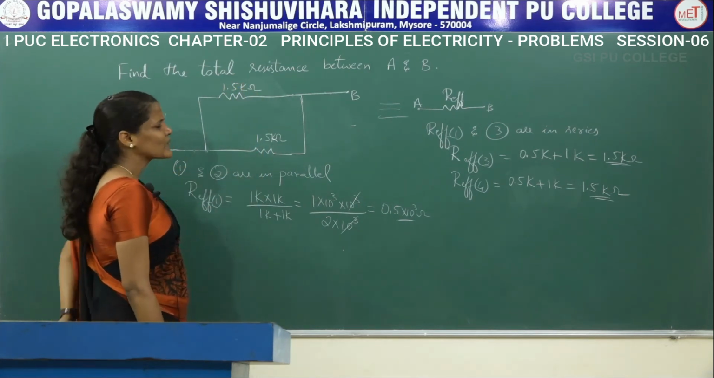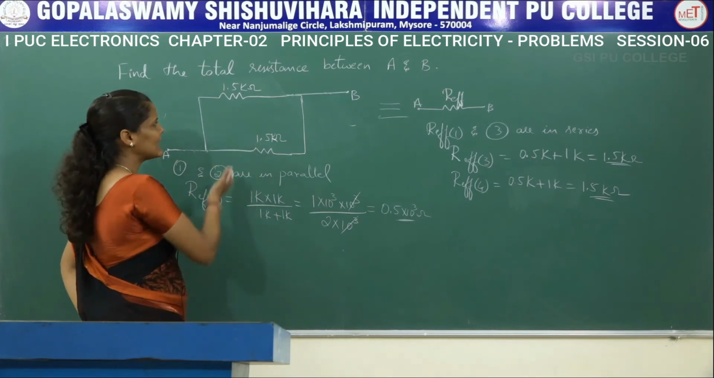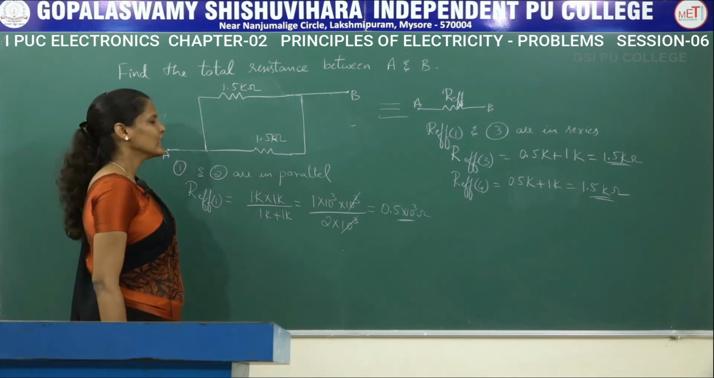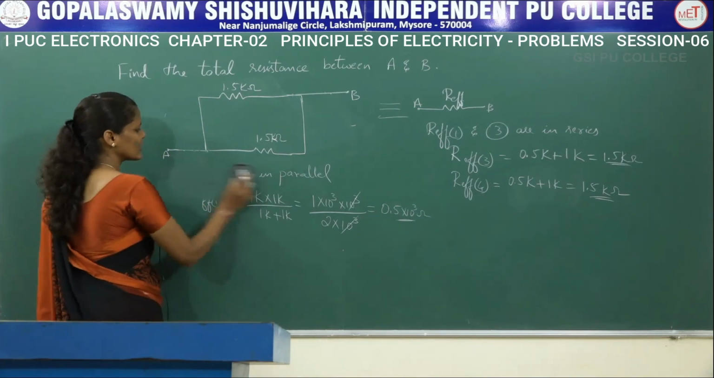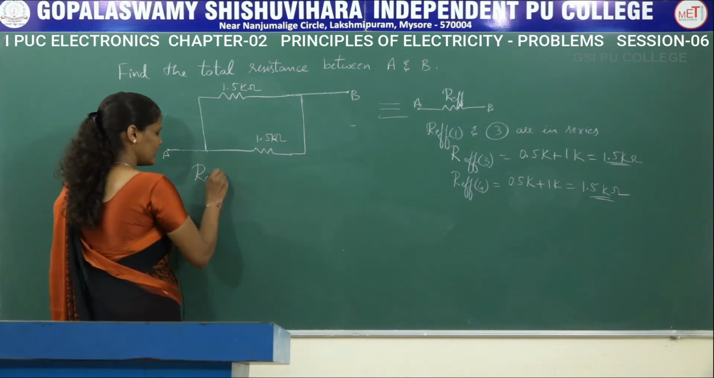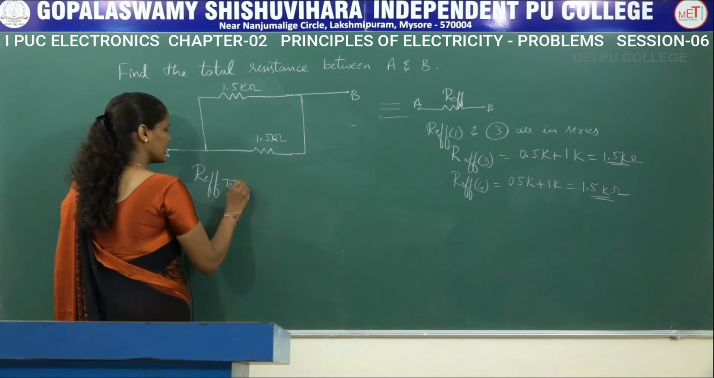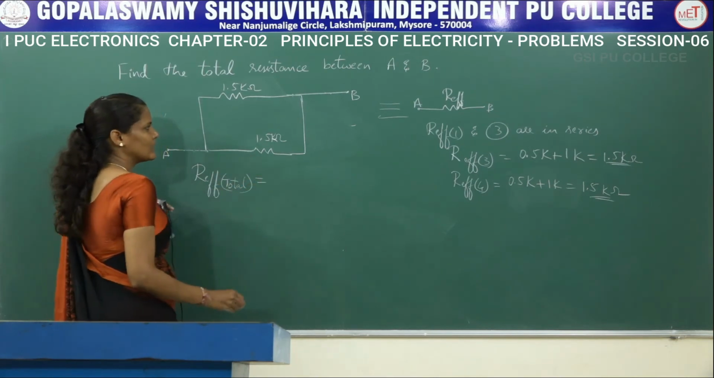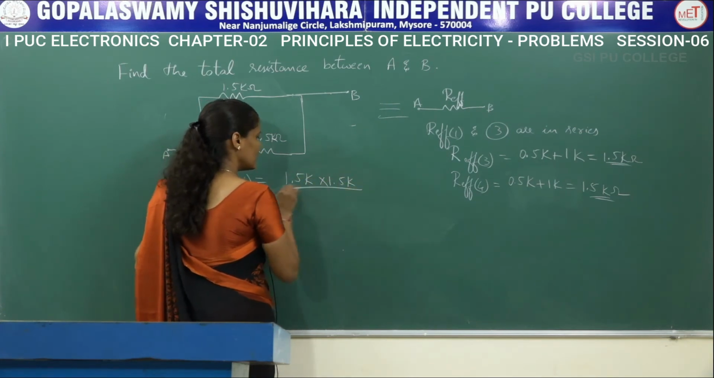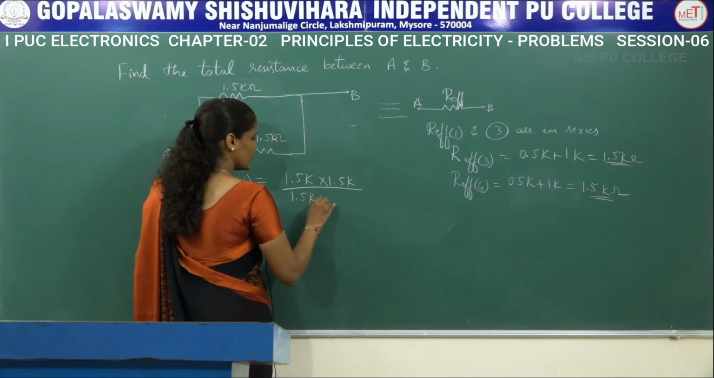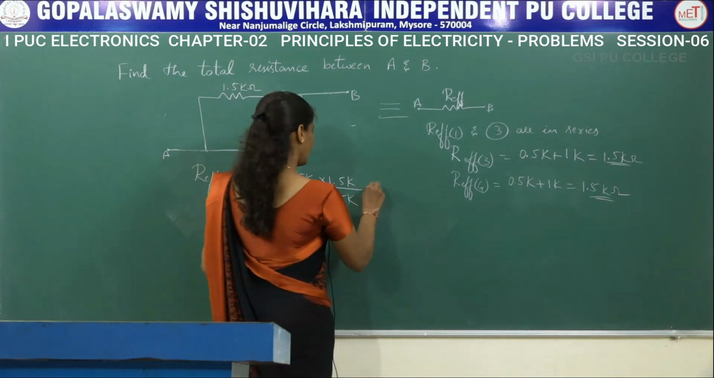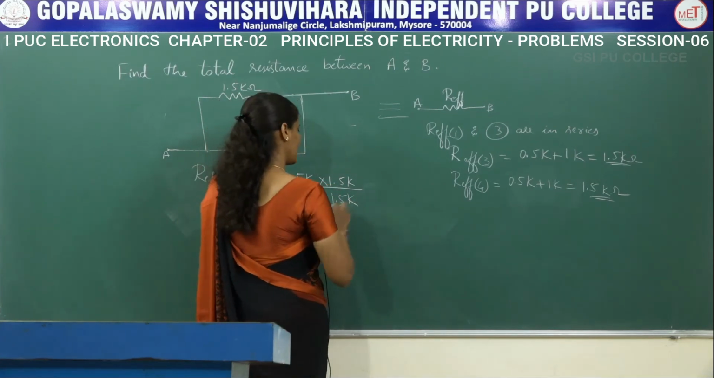Now if you look at this particular diagram, we can clearly tell that this 1.5 and this 1.5 are connected in parallel. So only two resistors are given. So use the direct formula. Let me denote the total by R effective, whose value is equal to 1.5 kilo into 1.5 kilo divided by 1.5 kilo plus 1.5 kilo. Clear?